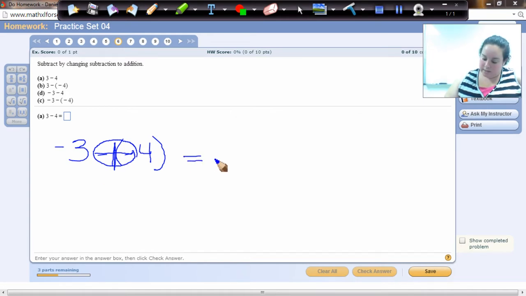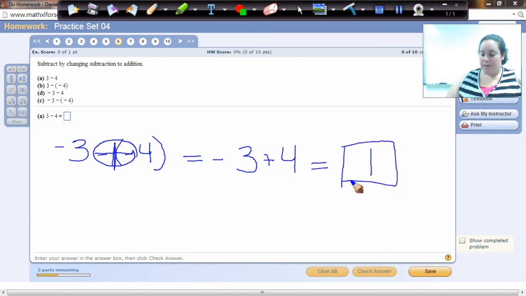So this is negative 3 plus 4. Okay, and now how do we add two numbers that have different signs? We subtract them. 4 minus 3 is 1, and we keep the sign of the one with a bigger absolute value. 4 has a bigger absolute value, so we'll keep the positive. All right, 1. Great.